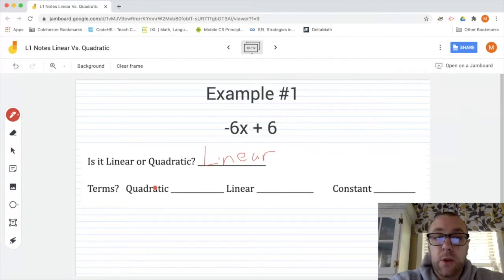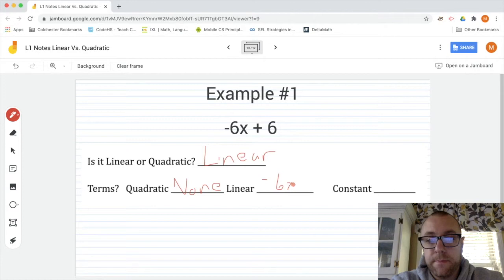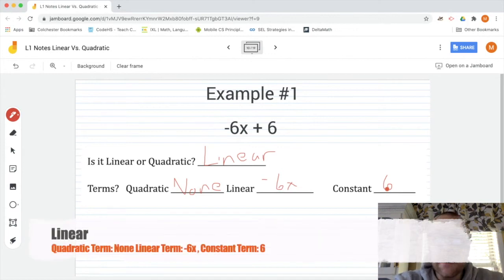Okay. Quadratic terms, well, if it's linear, there's none here. The linear term is -6x, taking that negative with it, and the constant is 6. So that's all you're doing with this.